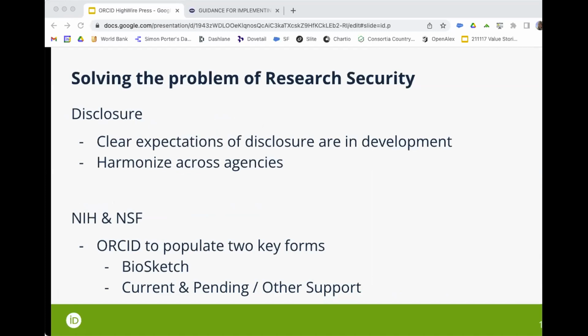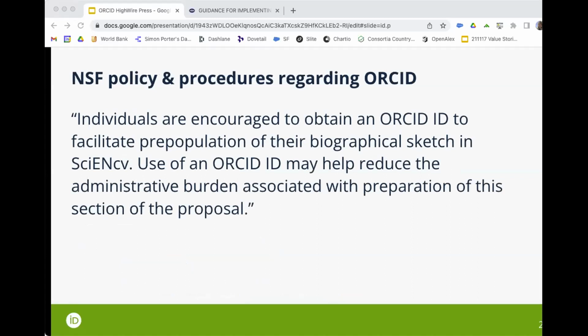So at this point, the NIH and NSF have said that they're adding ORCID functionality to their BioSketch and current and pending or other support forms. And so here's a quote from the updated NSF Policies and Procedures Guide. You can see in this quote that they encourage the adoption and use of ORCID iD to reduce administrative burden, and we're looking forward to the policies of other federal funding agencies as well.